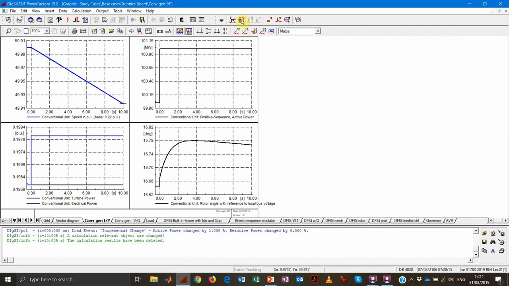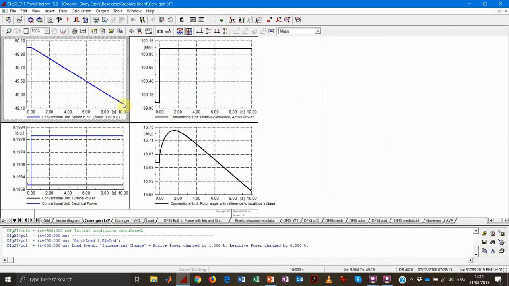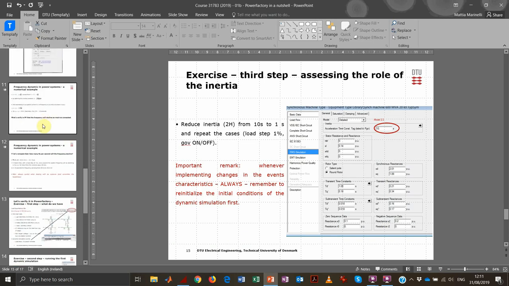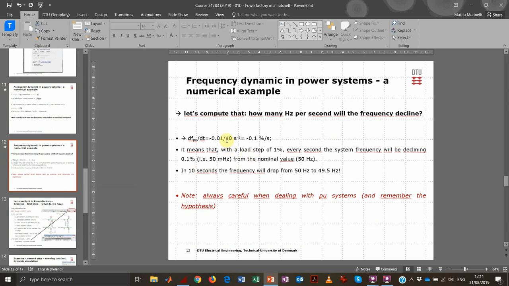So we reperform our dynamic simulation. And as one would expect, the frequency keeps on declining much faster, 10 times faster than before. Now we reach a frequency value after 10 seconds of 49.164. Does it make sense that it's 10 times more? Because in the end, we have this part of the equation, where we have the ratio between the power step and the inertia. The inertia is 1/10, so the rate of change of frequency will be 10 times larger.